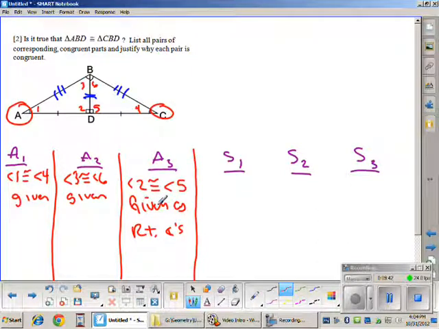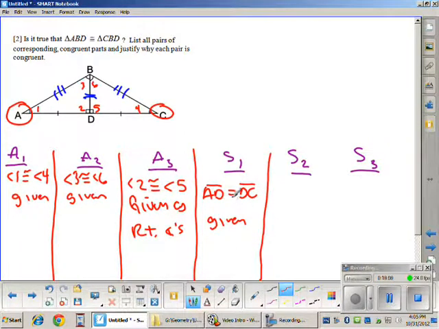Looking at the sides, we have some givens. We have AD congruent to DC. That's going to be the ones at the bottom. We have this one in the middle, BD, congruent to BD. That's going to be reflexive. Which leaves us just side 3.